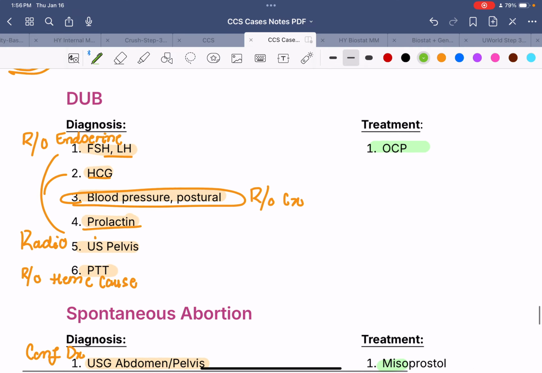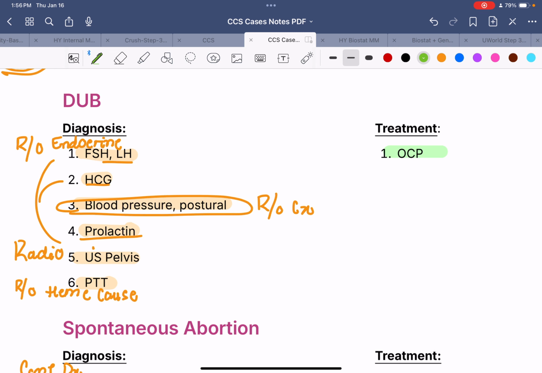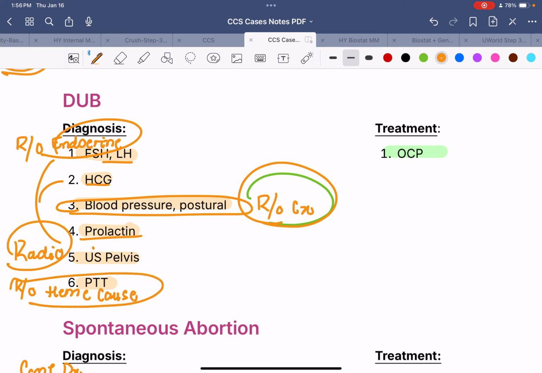Next off, we have dysfunctional uterine bleeding. So in the diagnosis of dysfunctional uterine bleeding, again, we can divide it into the endocrine blood tests, right? Similarly, we are going to rule out some complications of the dysfunctional uterine bleed, and we are also going to do some radiological tests, and we are going to rule out some hematological cause that is causing the bleeding.